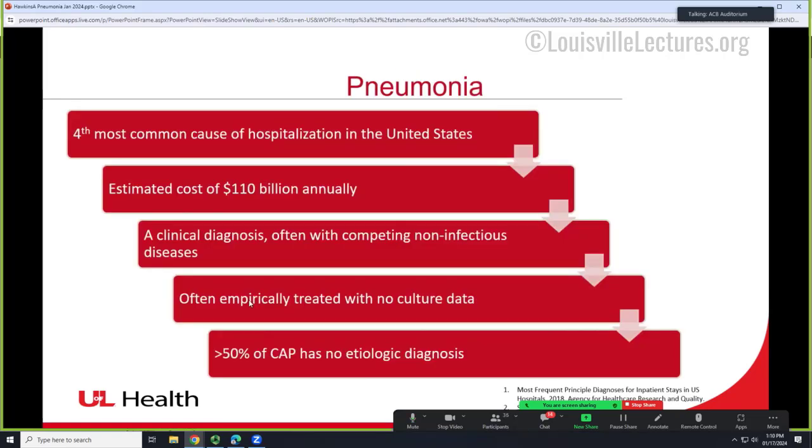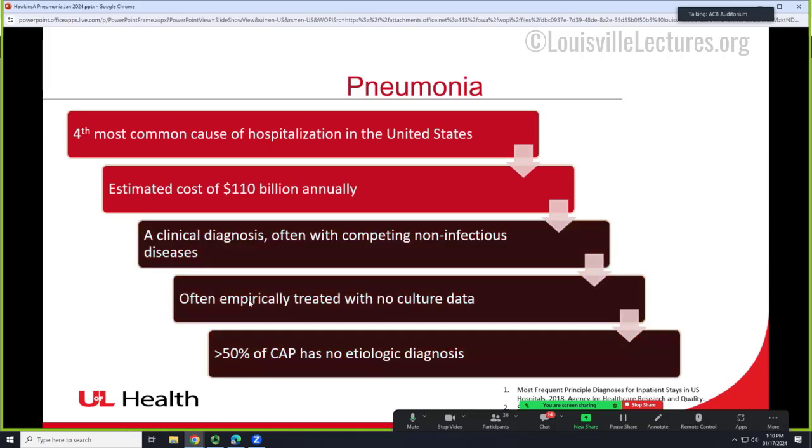However, nowadays, pneumonia still is the fourth most common cause of hospitalization in the United States, and it costs us over $100 billion annually. But really what I want to focus on here is that it's a clinical diagnosis that often is treated empirically with no culture data. We know that more than 50% of community-acquired pneumonia has no diagnosed etiologic cause. So we're not figuring out what organism it is. We're kind of just going in blind, treating them with the recommended therapy for whatever recommended duration.